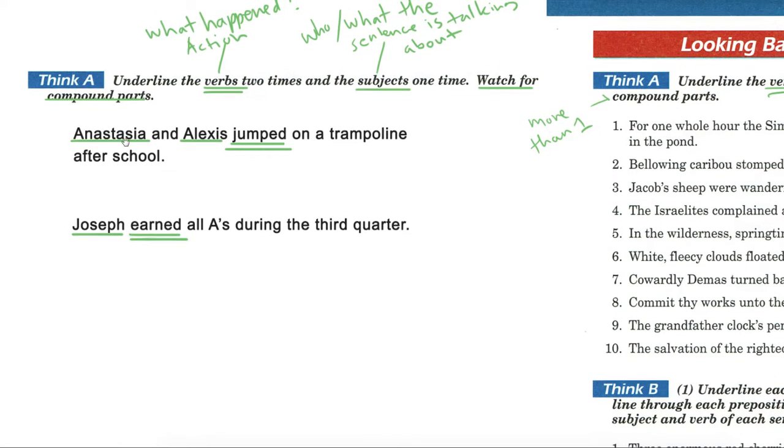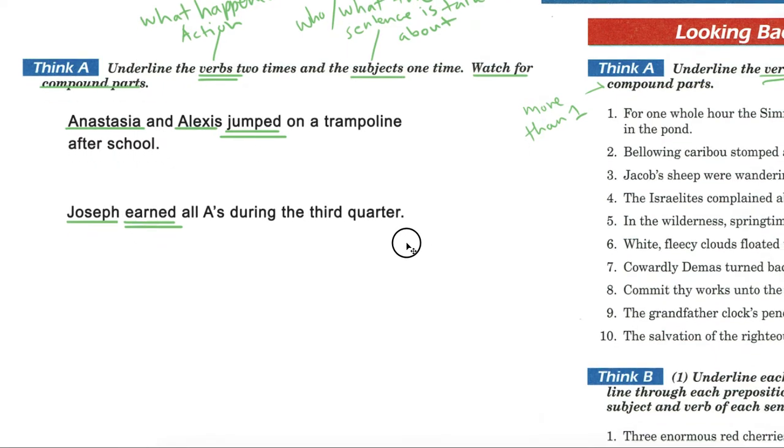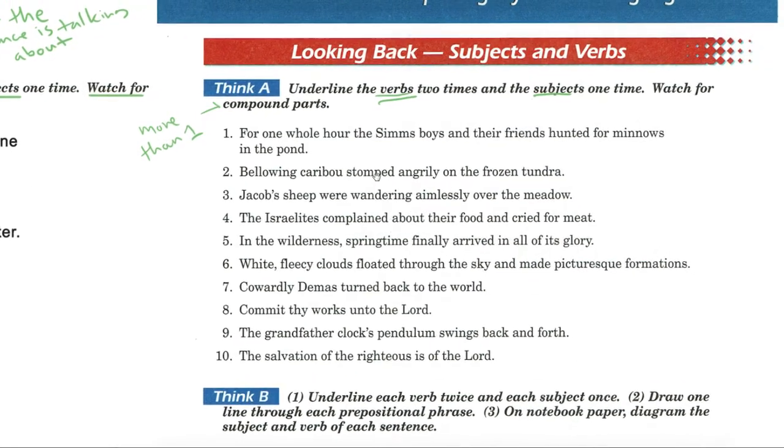And real quick, to test that you underlined the correct words, remember, you should be able to make really short sentences with the subject and the verb that you underline. For example, this one is Anastasia and Alexis jumped. That's a complete sentence. For this one, Joseph earned. That's also a complete sentence. So that's one way you can test to make sure you underlined the subject and the verbs correctly.